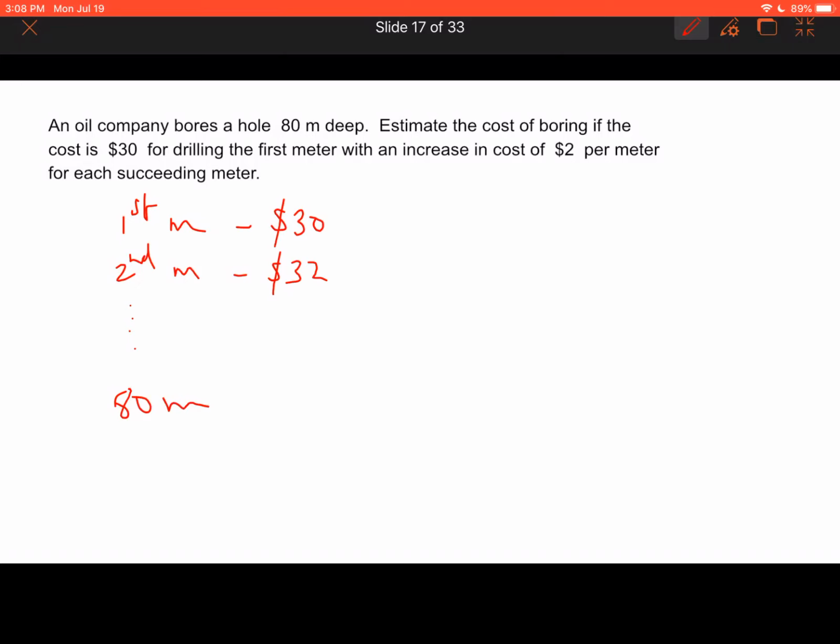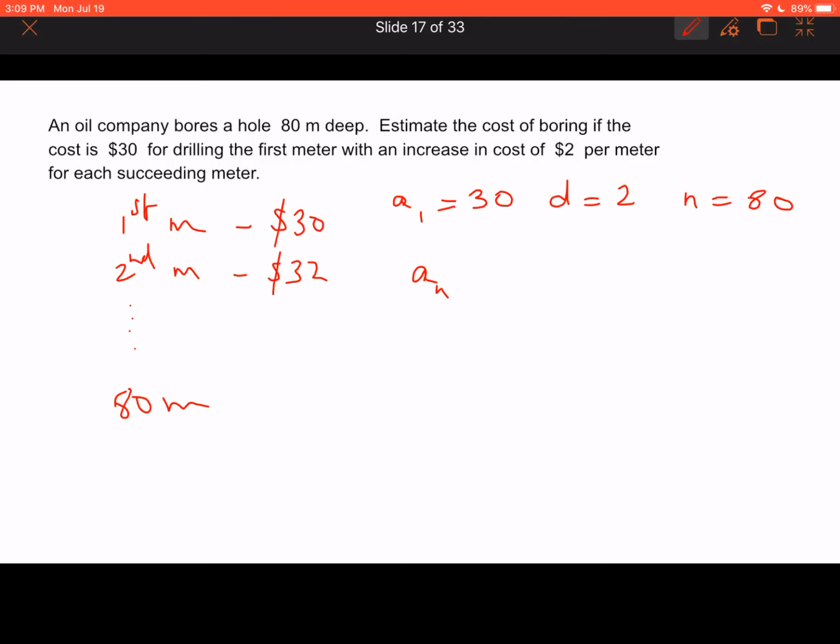So from this I can detect the values like A1 equals 30, D equals 32 minus 30, that is 2, and N equals 80. Okay, what they are asking is to estimate the cost of boring an 80 meter deep hole. So I have to find the value of AN, right? How much it costs when it is 80 meters, so I want the value of the money at the 80th meter of the hole boring.